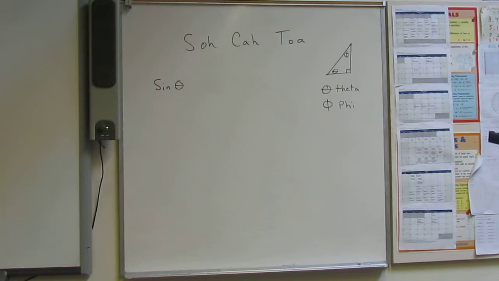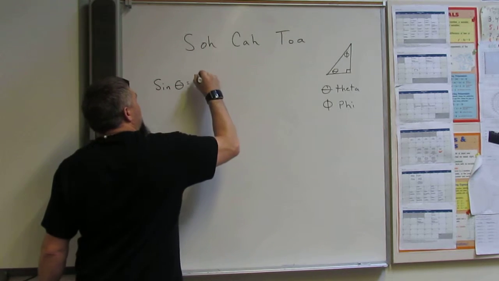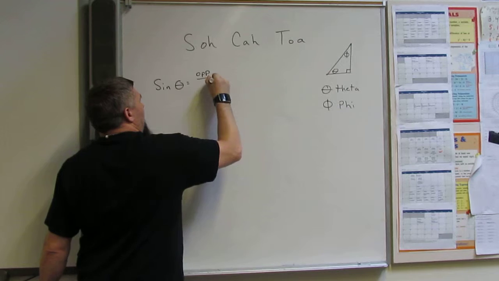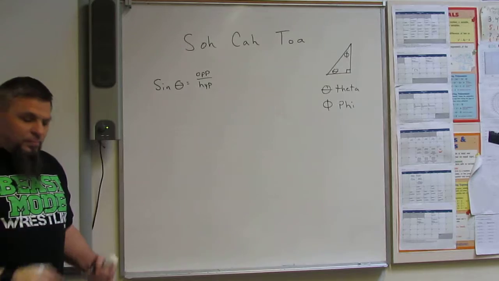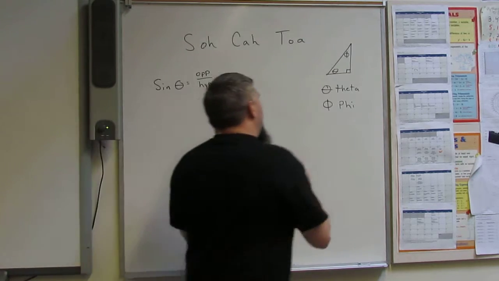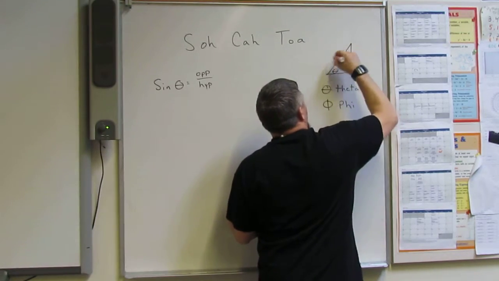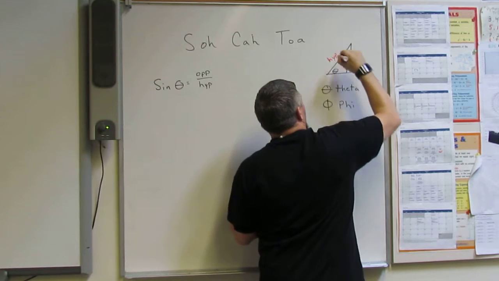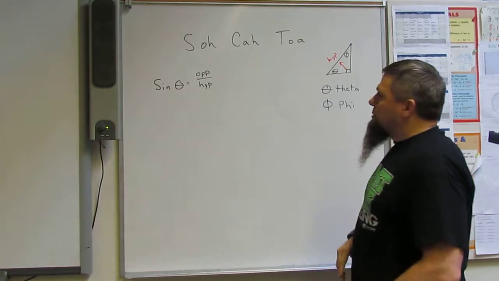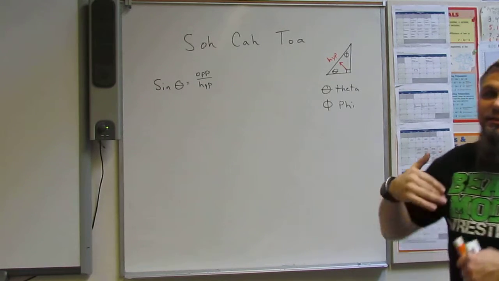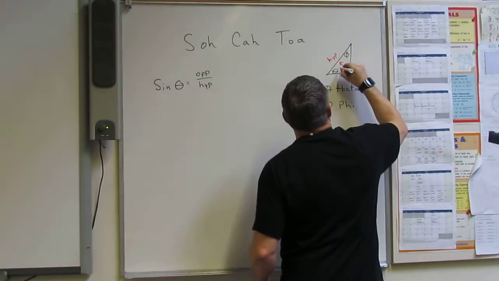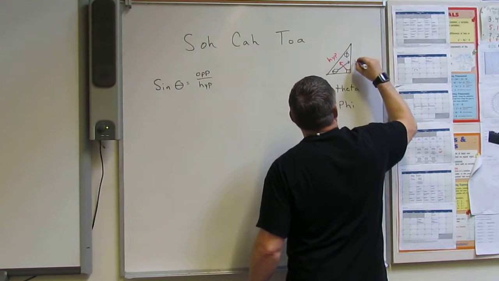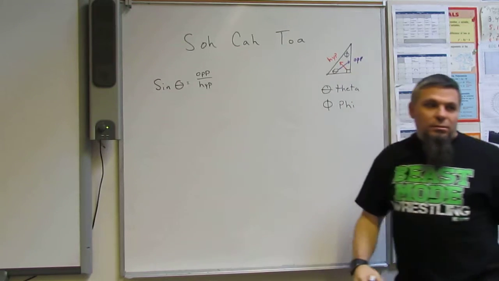The sine of theta is going to equal the opposite side over the hypotenuse. Now the hypotenuse is always going to be across from the right angle. The opposite side is determined by what angle we're talking about. The opposite side of theta will be this side, right?